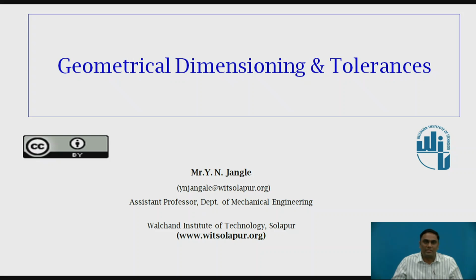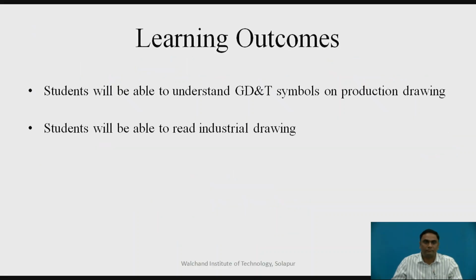Today we are going to discuss geometrical dimensioning and tolerances. At the end of this session, students will be able to understand GD&T symbols, that is geometrical dimensioning and tolerances symbols, on production drawing. Second, students will be able to understand and read industrial drawings as well.